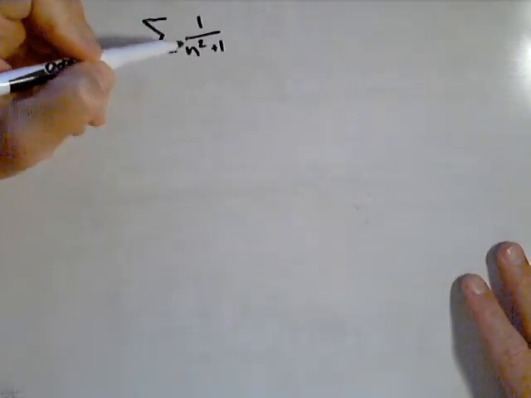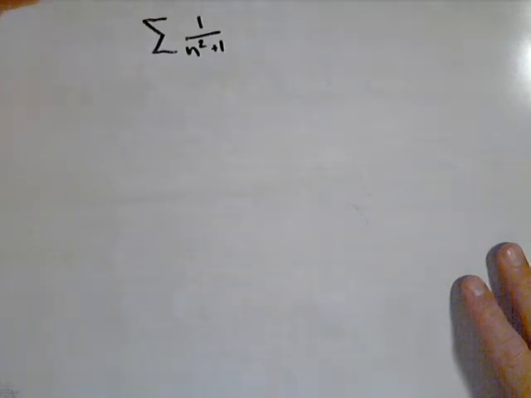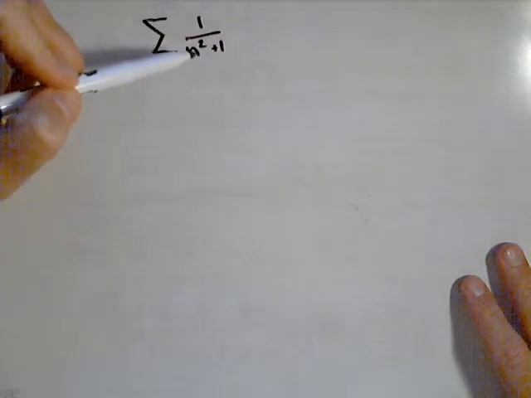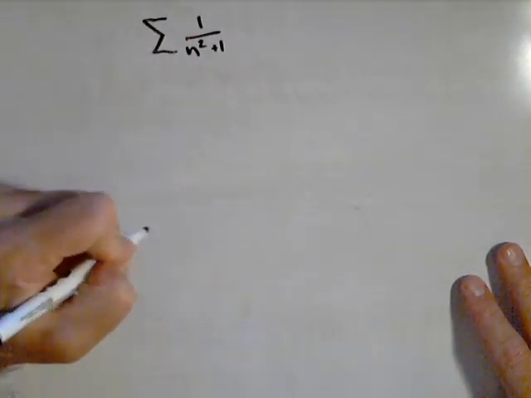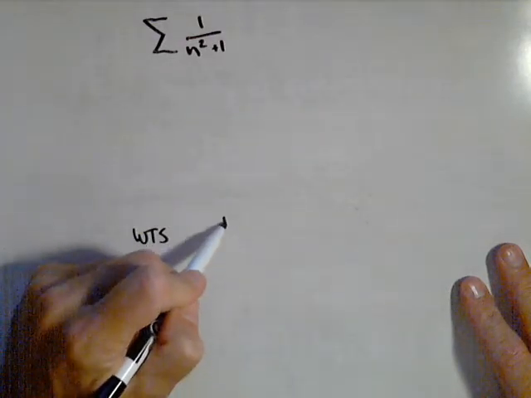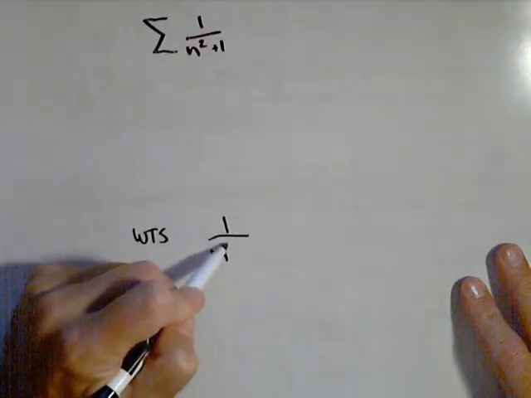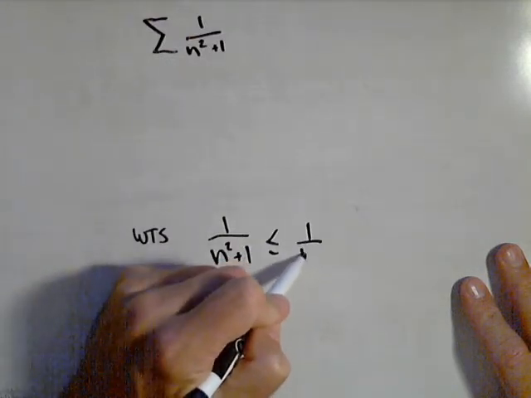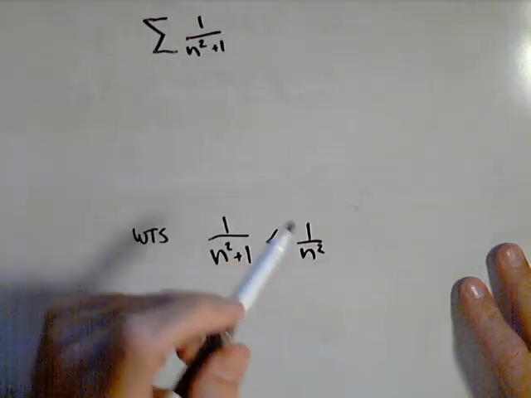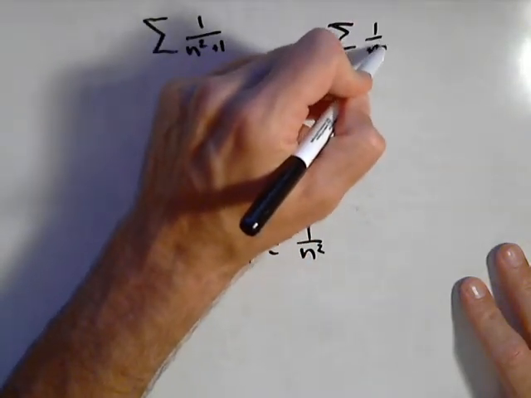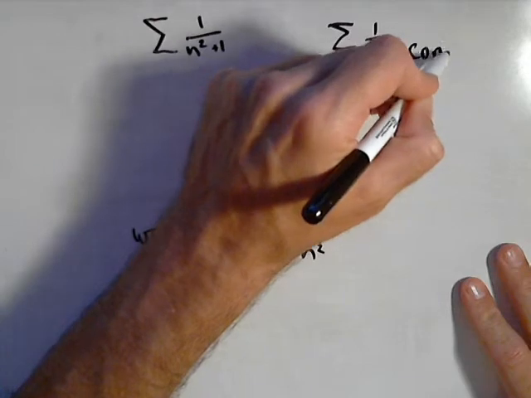So this is similar to 1 over n squared, so I've already got the idea in my head that it is going to converge. So 1 over n squared would be what I'd want to compare it to. I want to show, and I like to use WTS for "want to show," that 1 over n squared plus 1 is less than or equal to 1 over n squared, because I know that the series of 1 over n squared is convergent.